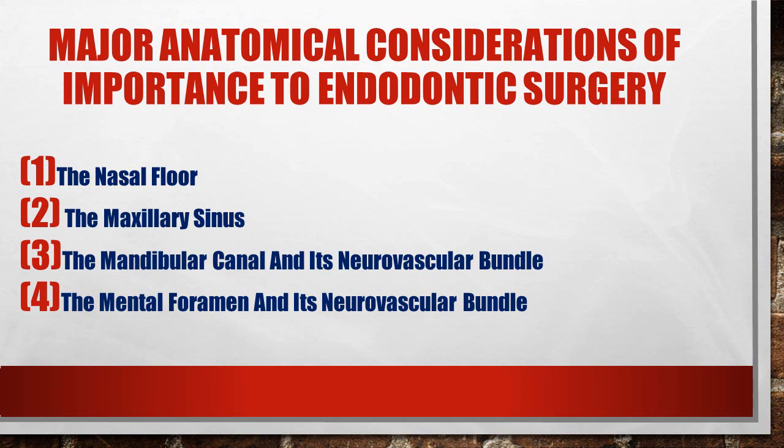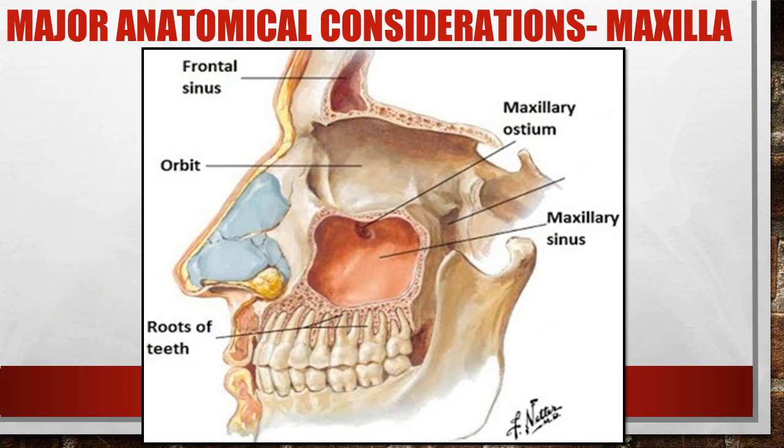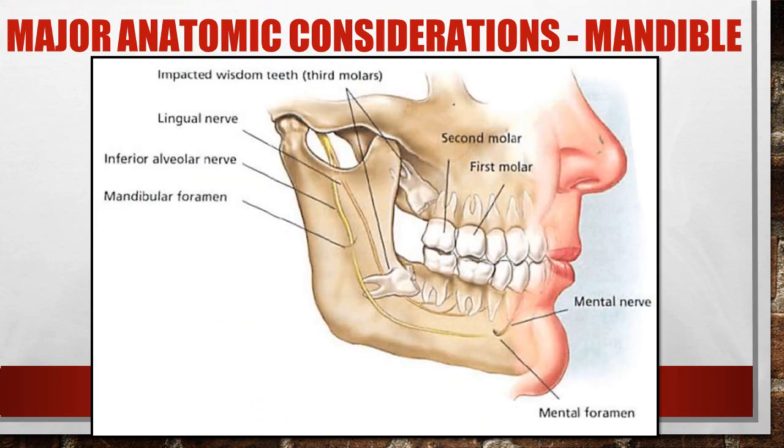Okay, so like I said before, these are the major anatomical considerations which you have to take into mind before you perform your endodontic surgery. The first and foremost is the nasal floor, then you have the maxillary sinus, the mandibular canal, and the mental foramen. If you feel that any of these landmarks are going to be hit when you are performing your surgery, you want to reconsider, because it can lead to potential side effects.